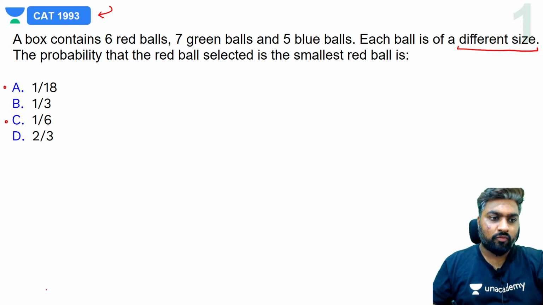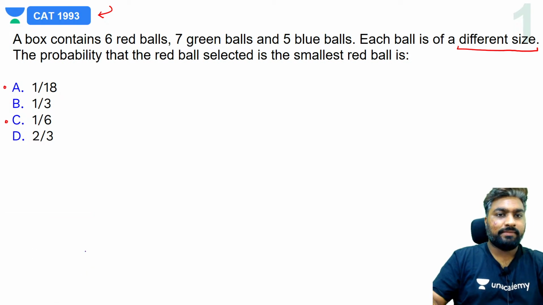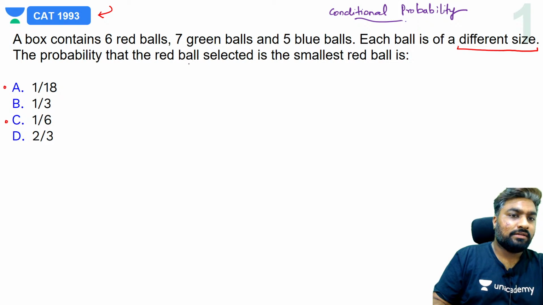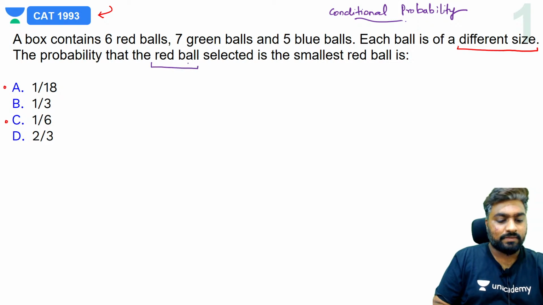So what question is this, guys? Can anyone tell me? Is it regular probability? No. This is conditional probability. Correct? Why is it conditional probability? Because they have put up a condition that the red ball selected is the smallest ball.